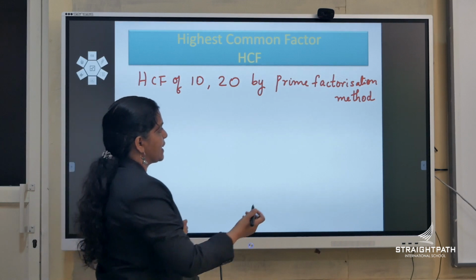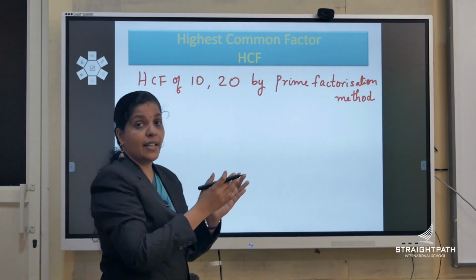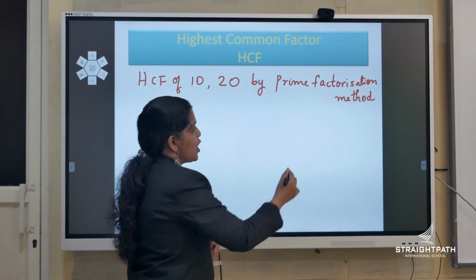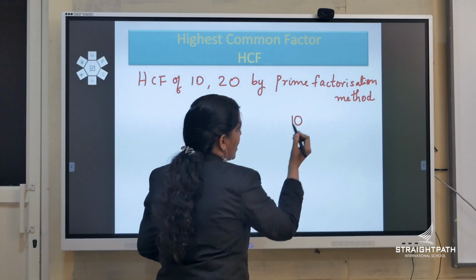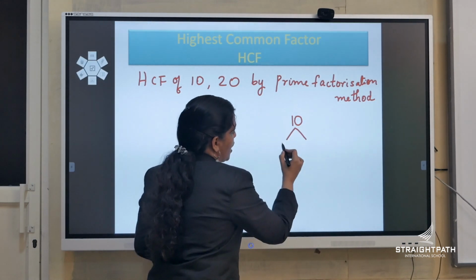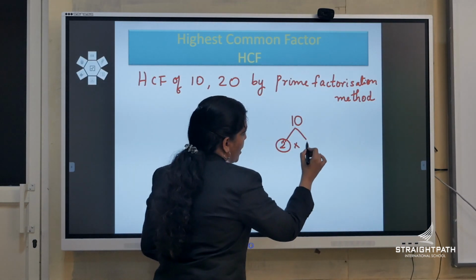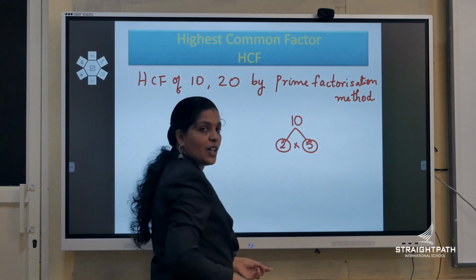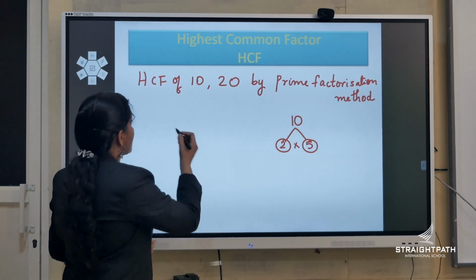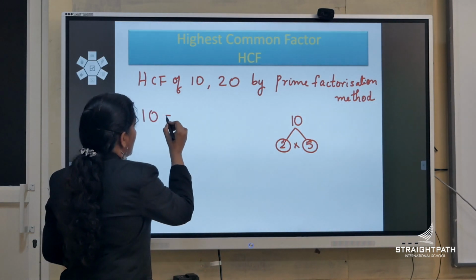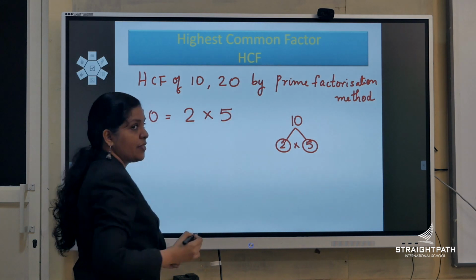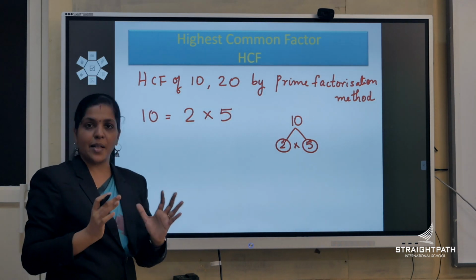First, we have to make 10 a product of prime numbers. That is what is called prime factorization. So, first I will write 10. Okay. We will use the factor tree method. So, how can you make it a tree? 2 into 5, 10. Okay. So, which are the prime factors there? 10 can be written as 2 into 5. So, I have written 10 as a product of prime numbers.